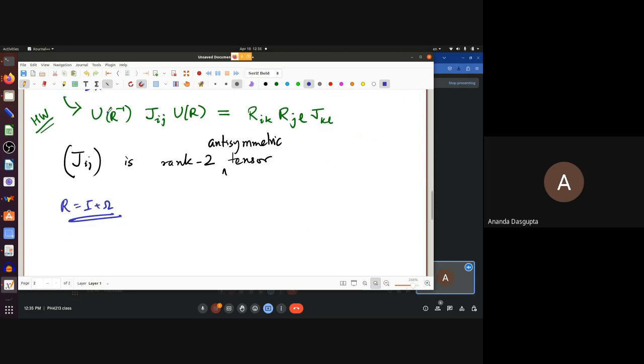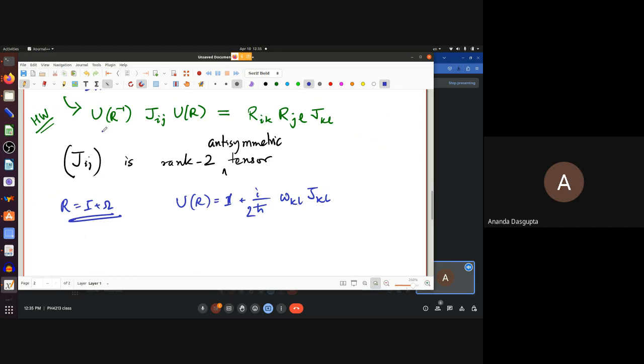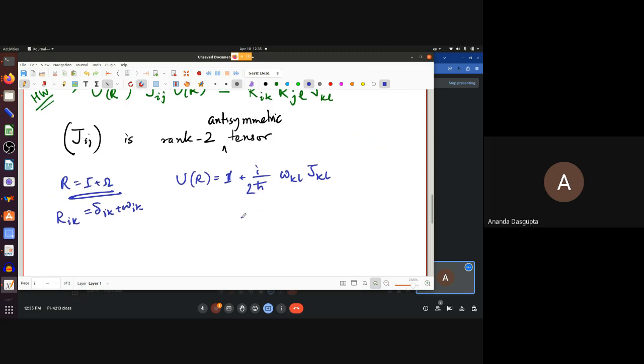U R inverse. Now, since R is infinitesimal now, remember U R is identity plus i by h cross J. I will just use that. I will put this U R on both sides. And of course, that means R_ik is delta_ik plus omega_ik, where omega_ik are infinitesimal parameters.